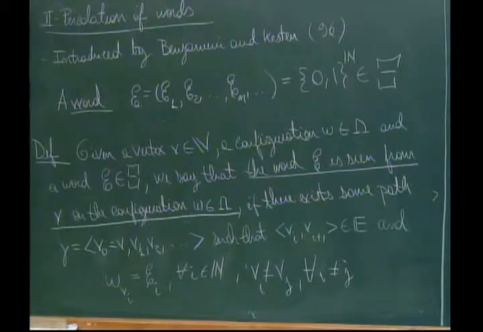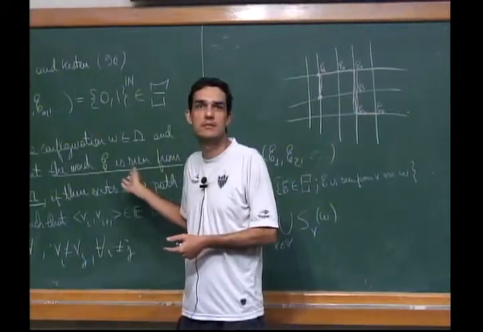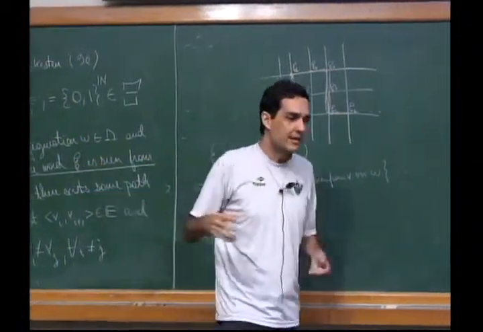Now I can state the main theorem of this paper of Benjamini and Kesten. Well, before I state the theorem, observe that this model of percolation of words in some sense generalizes the standard percolation. The standard percolation is when the word 11111 is seen. Is it clear?